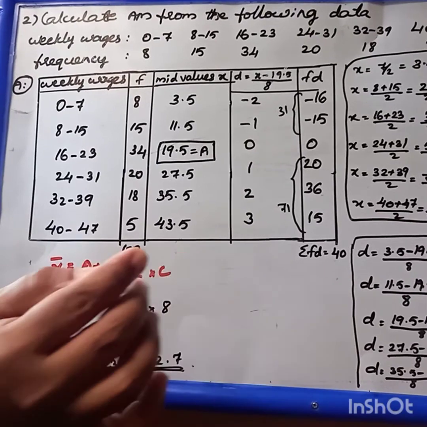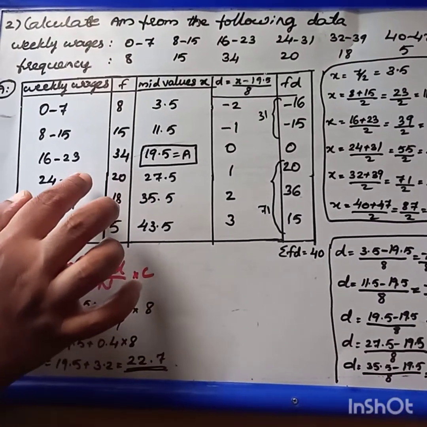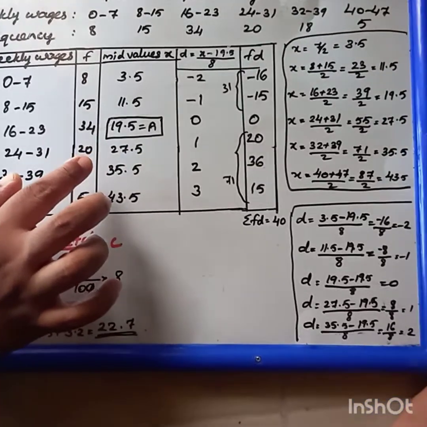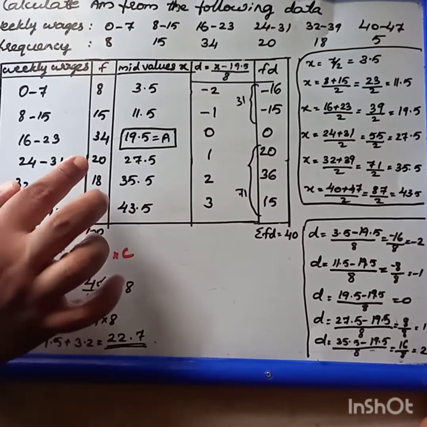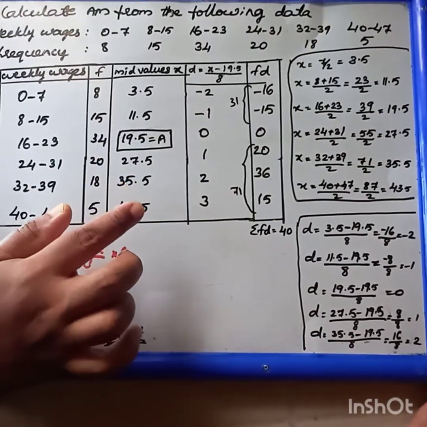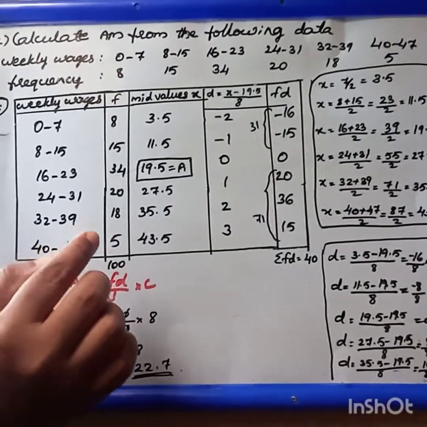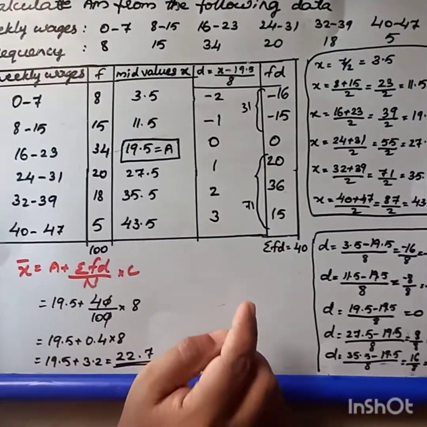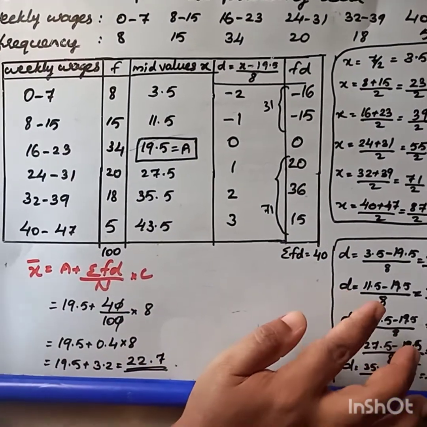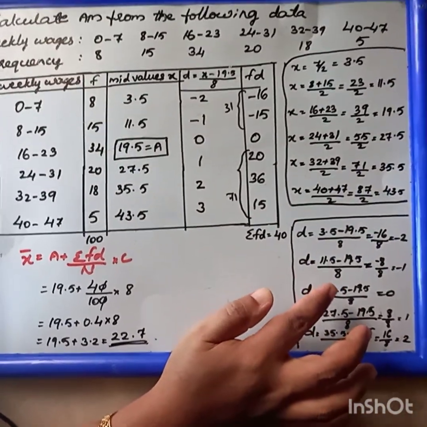Then find d. At first we have to find the assumed mean, that is capital A. Then that is 19.5. Then d is equal to x minus 19.5 divided by 8. At first x is 3.5. 3.5 minus 19.5 divided by 8 is equal to minus 2.